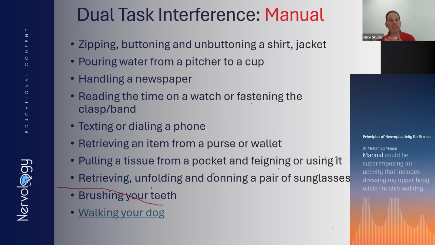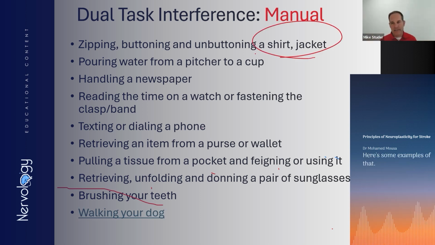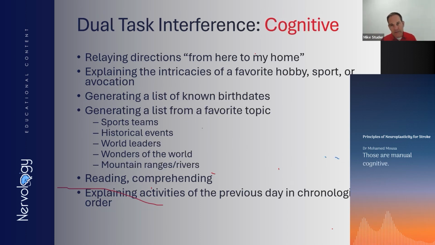Manual. Manual could be superimposing an activity that includes dressing my upper body while I'm also walking. Here's some examples of that. Pouring things from a pitcher to a cup. Opening up a newspaper or texting on my phone. Those are manual. Cognitive, again, is giving myself something to think about while I'm doing, but it's not manual or auditory or visual because it's already been delivered. Now I have to hold on to it.